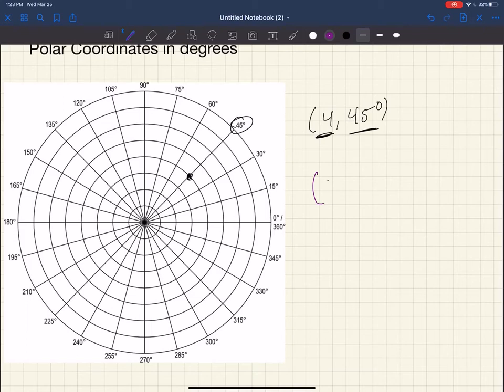Now, let's look at (2, -15°). So now we're going to go 15 degrees clockwise, meaning this angle right here is 15 degrees, and then go 2 units from the origin towards that point. So your point is actually located there.